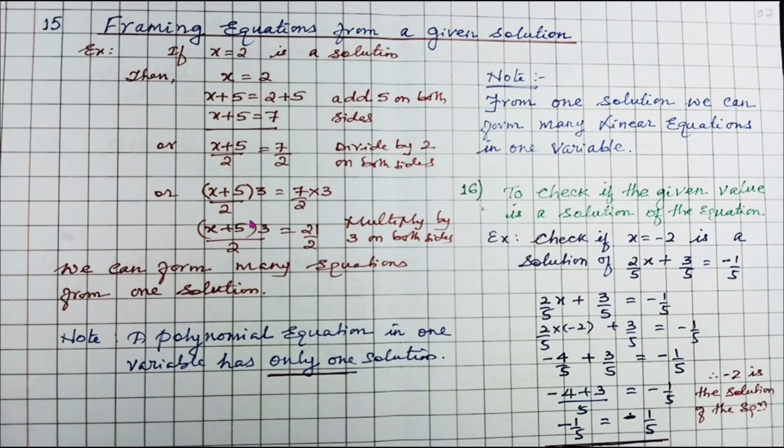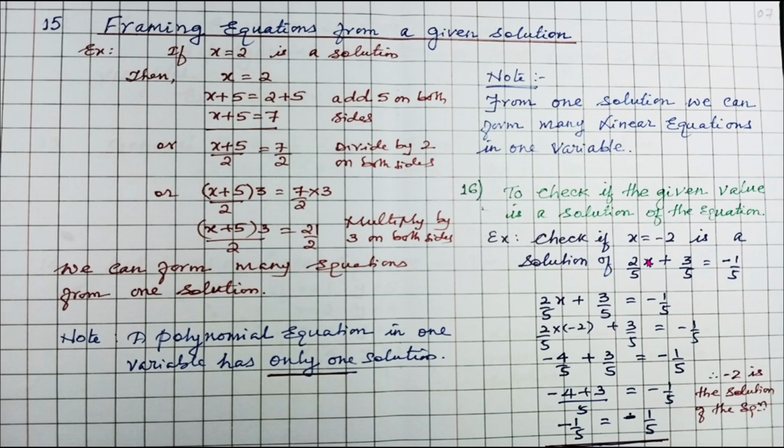This is another equation. Now multiply by 3 on both the sides. It becomes x plus 5 by 2 into 3, 7 by 2 into 3. That is 21 by 2. That means this is the third equation. That means for one solution we have many equations. Therefore remember, a polynomial equation in one variable has only one solution, but for one solution there are many equations which can be framed or written. Remember that.